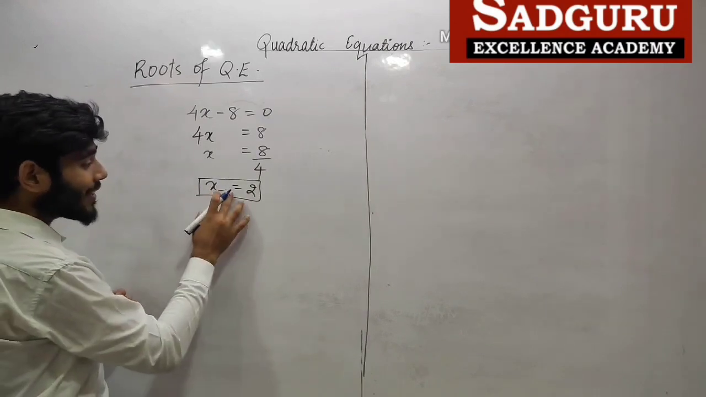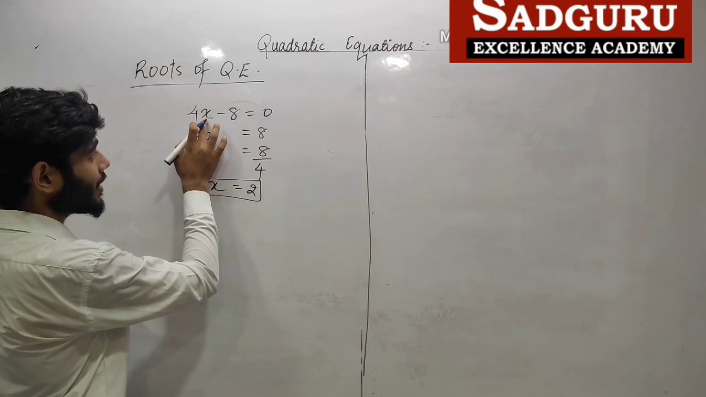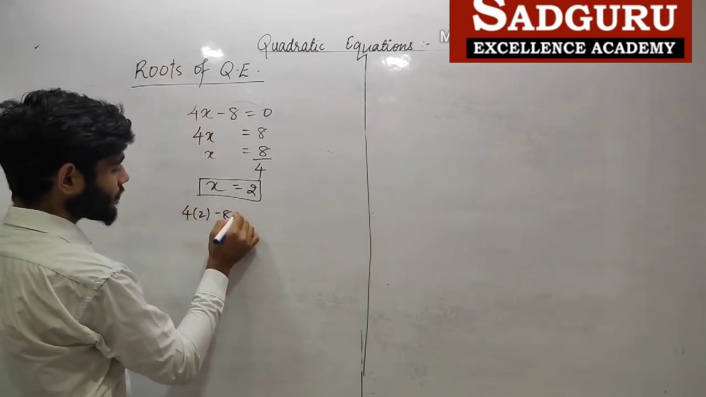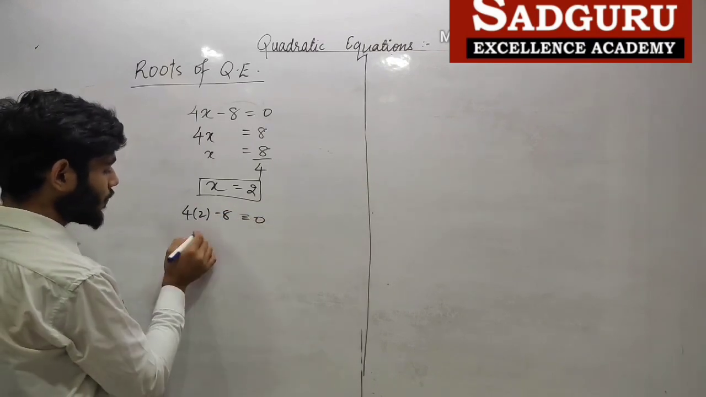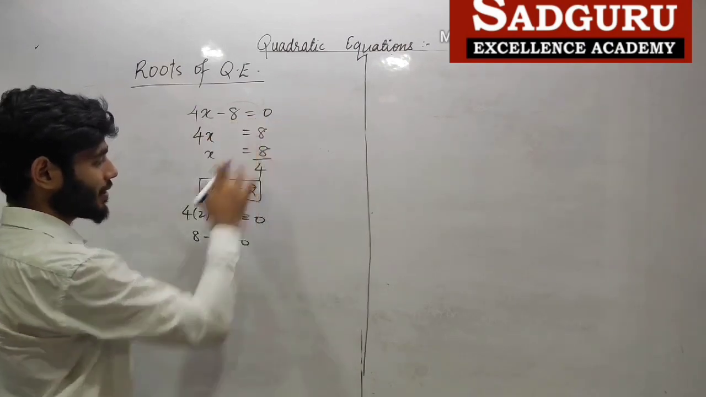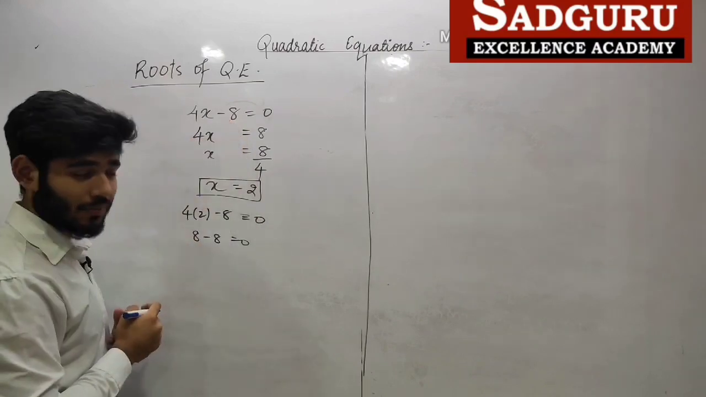So for the value of x equals to 2, if you put here x equals to 2, it becomes 0. How it becomes 0? 4 twos are 8, minus 8 equals to 0. So left hand side becomes equal to right hand side. So here this is the root of the given linear equation.